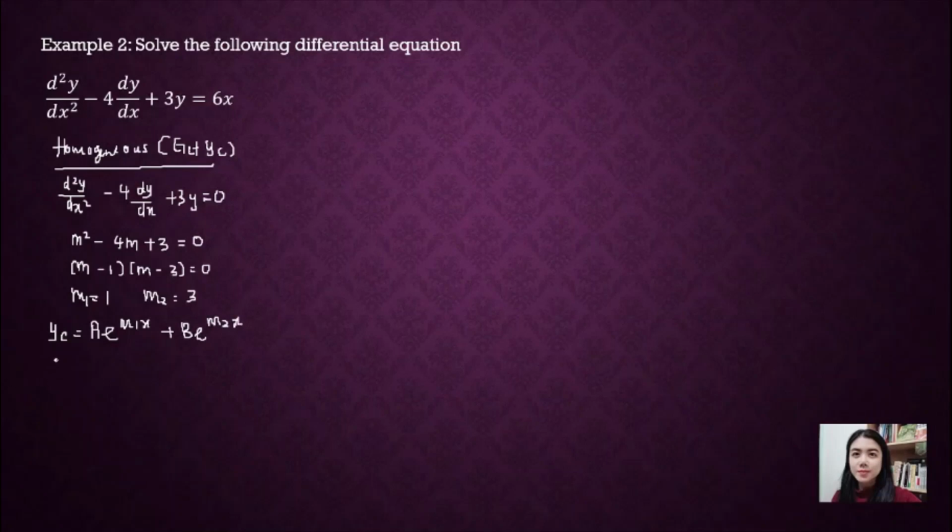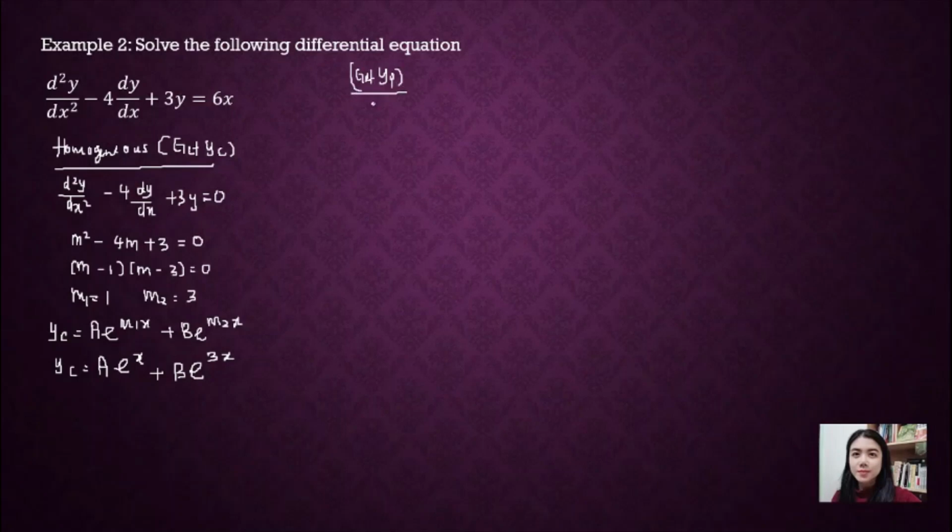So you have your yc. For A e, m1 here is 1, so 1 multiplied with x gives you x. And we have B e, where m2 is 3, so 3 multiplied with x gives you 3x. So this is your yc. And let's figure out what the yp is. You need to get your yp.